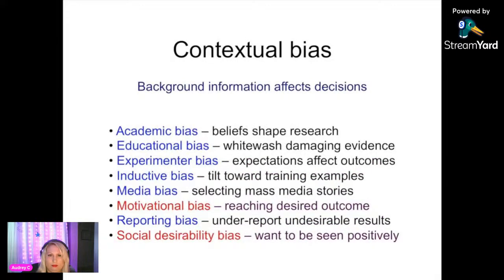With contextual bias, background information affects decisions. There are, again, many types of contextual bias, and here are two of particular importance in forensic science. There's a motivational bias to reach a desired outcome. This may be because of one's employer or the importance of a case or the role of an analyst in a case, getting the bad guy or excluding the good guy. There's also a social desirability bias, which is to want to be seen positively. For example, to want to help in convicting someone who may be considered guilty, or in not being ripped apart on cross-exam because of a lack of understanding of DNA evidence.